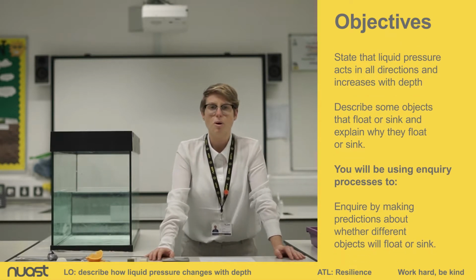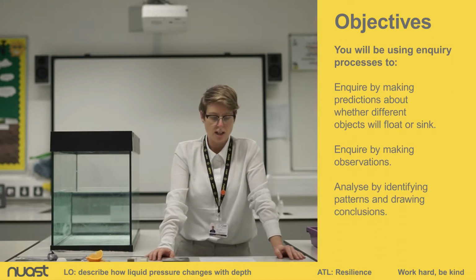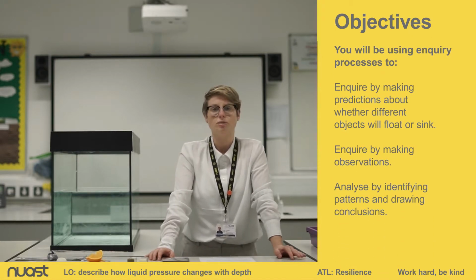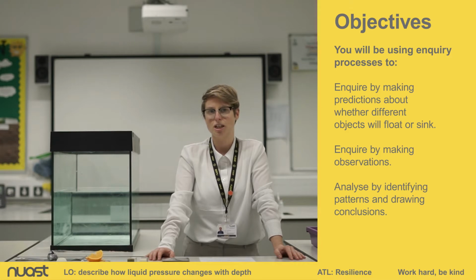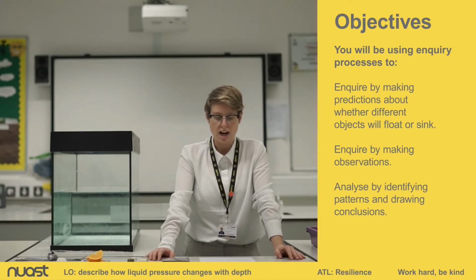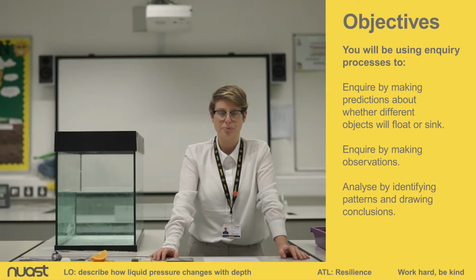We'll also describe how some objects will float and some other objects will sink. To understand why this is the case, we will make a prediction about whether an object will sink or float. So we will inquire into that. We will also inquire by making observations, so we will actually do the experiment observing the object sinking or floating. And finally, we'll analyze our observations and try to draw some conclusions.